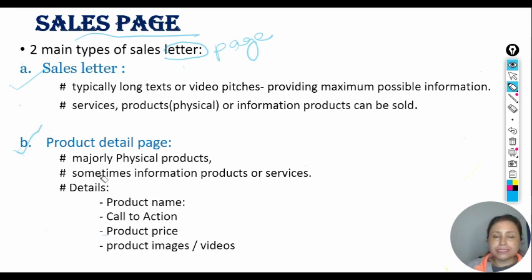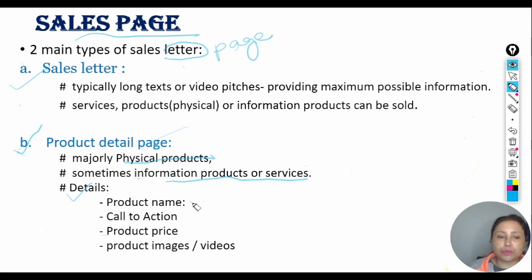As the name says, the product detail page is going to have all the information with respect to the core product that you are offering. So this is majorly meant for your physical products, and quite less, or in very rare cases, for the information products or the services that you are providing. So what are the details in case of your product detail page?